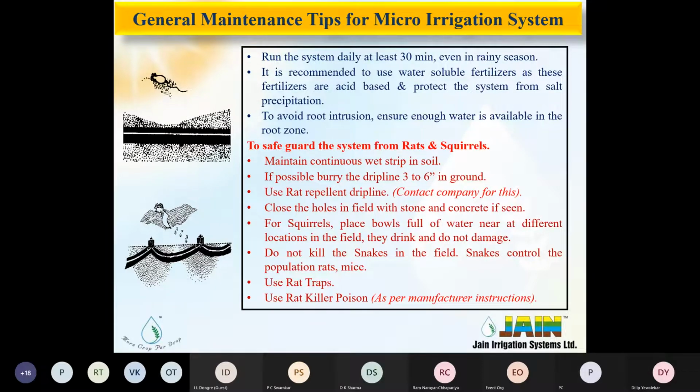For squirrels, a very simple trick is there. Place water balls at different places. They drink it and they will not damage the drip line. These are small tricks. And if snakes are there, don't kill the snakes. They can eat the rats. Rat traps can also be used. Some rat poisons are there.